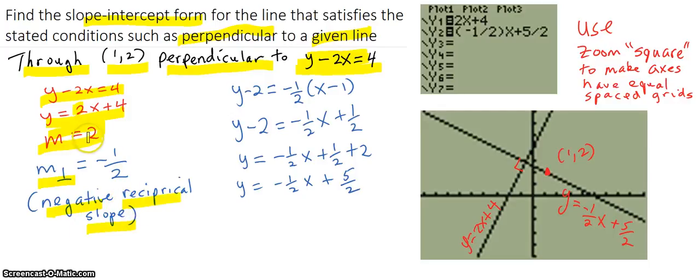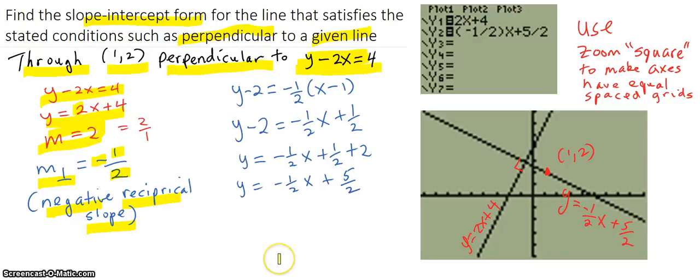So the perpendicular line slope is the negative reciprocal slope. So it was positive, so now it's negative. And it was 2 over 1, so now it's 1 over 2. So it has the opposite sign and it's flipped. And that's what gets you the perpendicular slope, which you can see over in this picture.